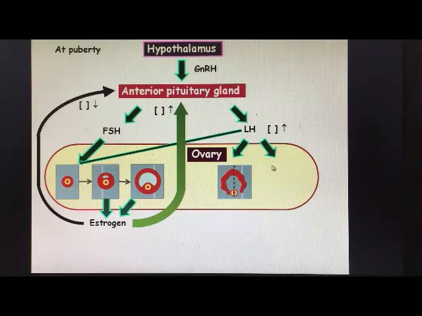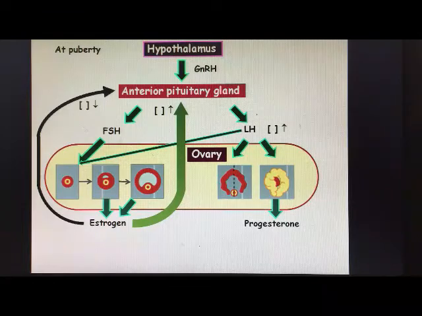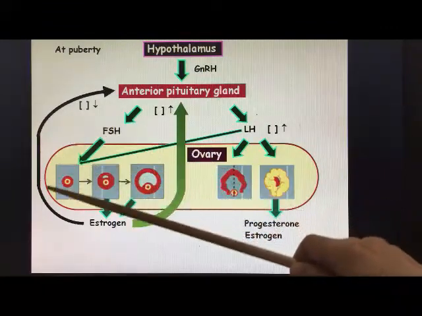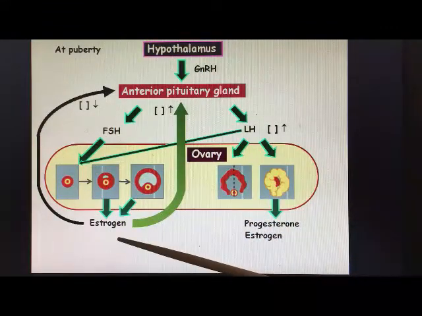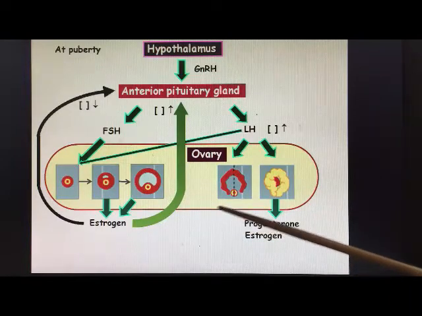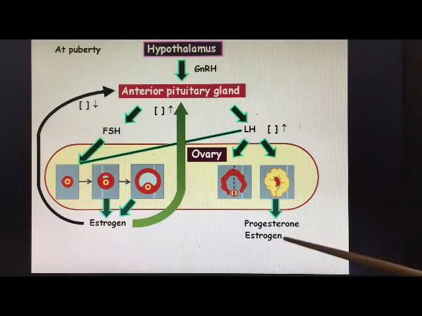And LH also stimulates the transformation of the ruptured follicle into corpus luteum. So the presence of corpus luteum will cause the secretion of 2 hormones, progesterone and estrogen. So that means before the ovulation process, the developing follicle is secreting the estrogen. But after the ovulation process, the corpus luteum is secreting the estrogen plus another hormone, namely progesterone.